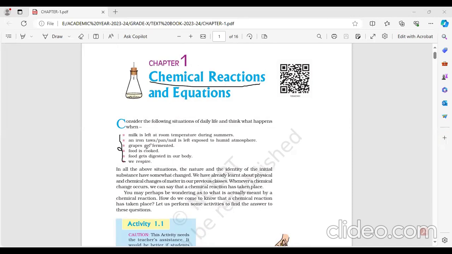few examples are given. I have already explained what happens when these changes happen. We have seen that in some chemical reactions color is changed, in some energy is produced, in some chemical reactions heat is released, in some chemical reactions new substances form. So all these are examples of chemical reactions. We say that a chemical reaction took place.